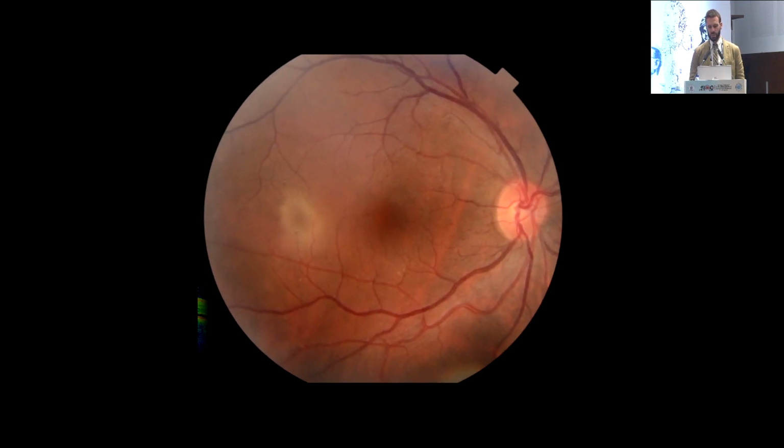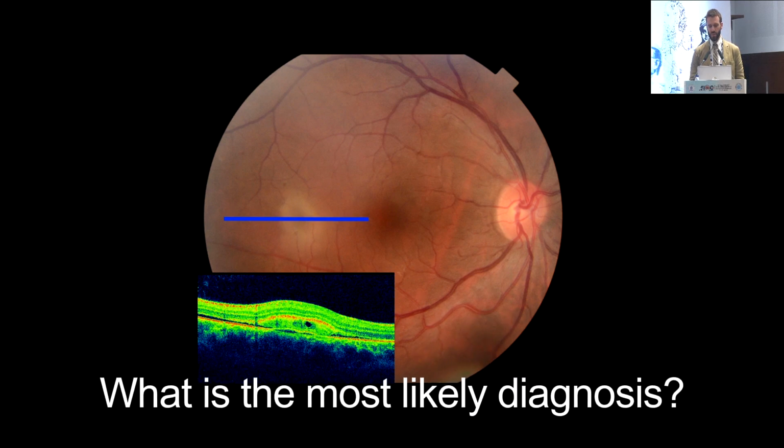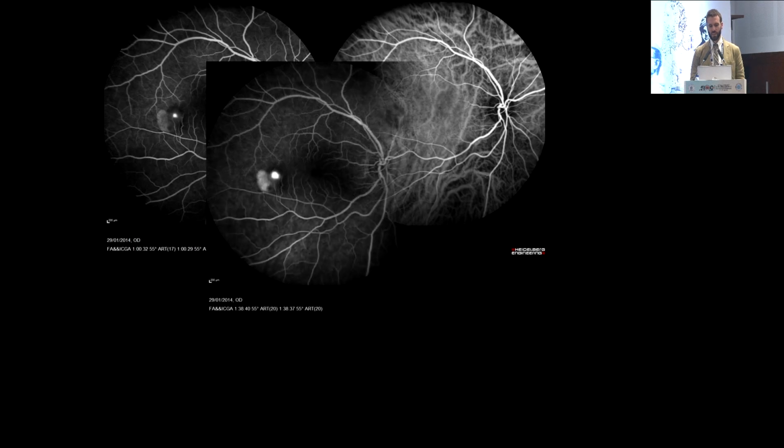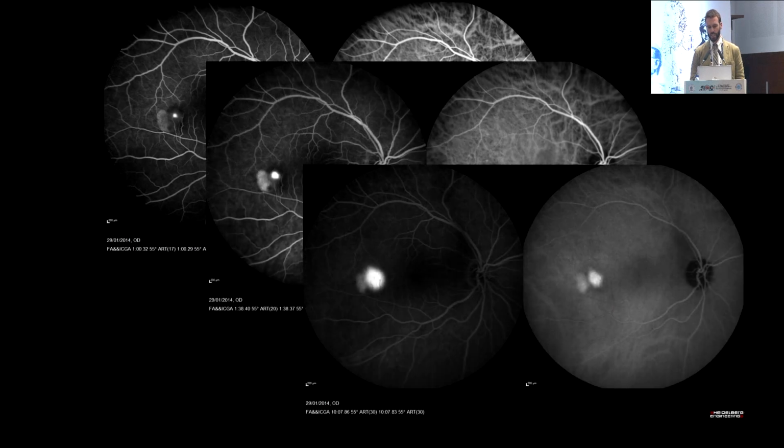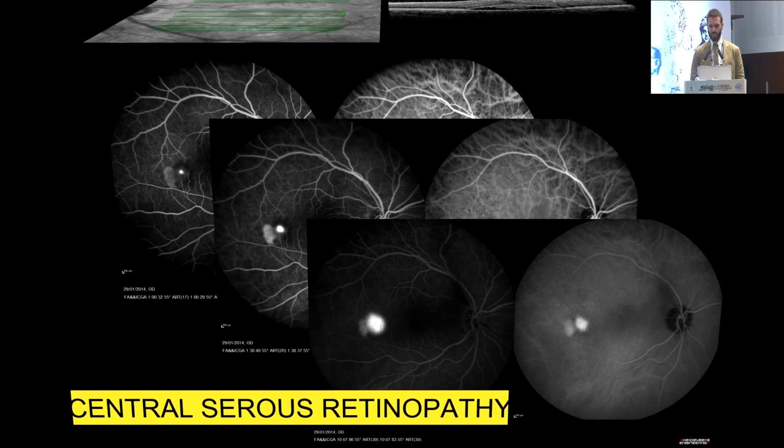Now, this is an easy one, maybe. Here you have some fibrin between the retina and the RPE. What is the most likely diagnosis? You can see it here, the hot spot growing on FA. So this is a case of central serous chorioretinopathy.